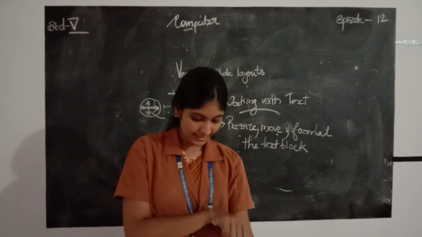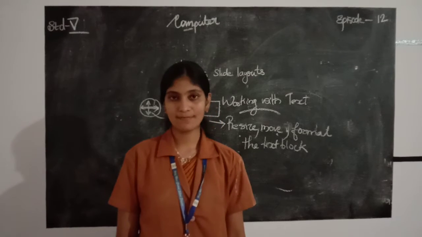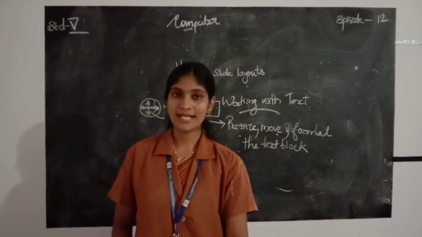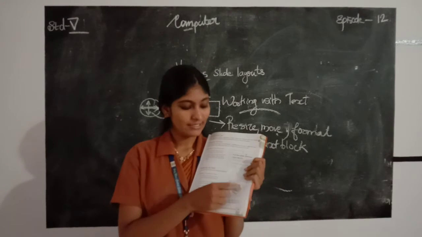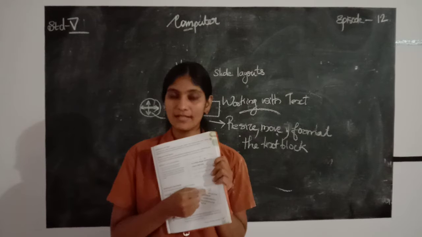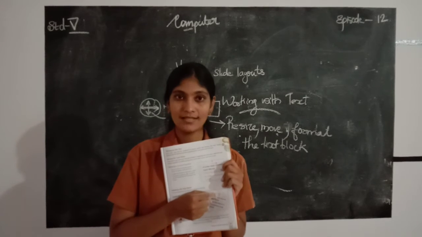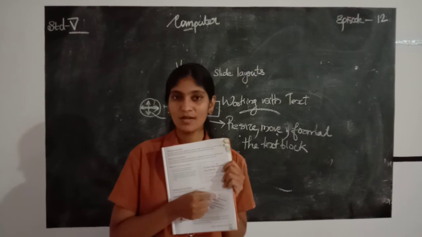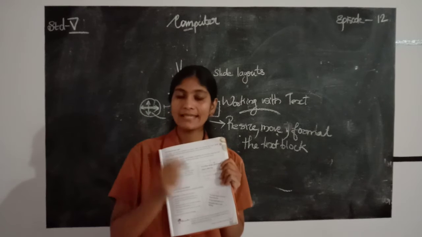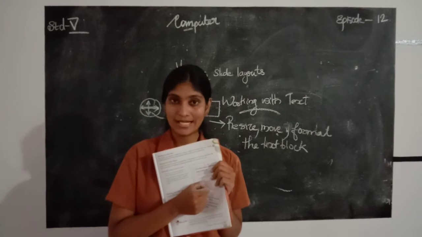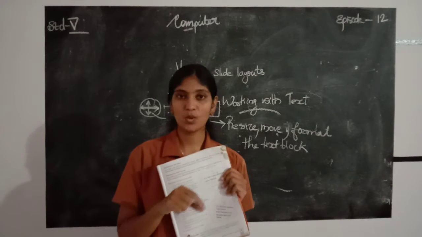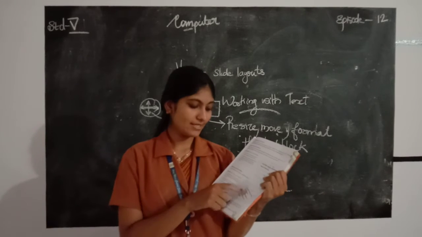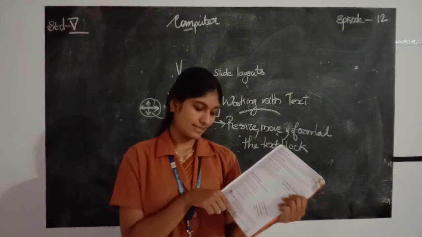The next is rotating the text block. Rotating the text block means there is a handle present at the border portion. It looks like this and it is green in color. When clicking on that symbol, we can go in the clockwise or anti-clockwise direction. So that is rotating the text.